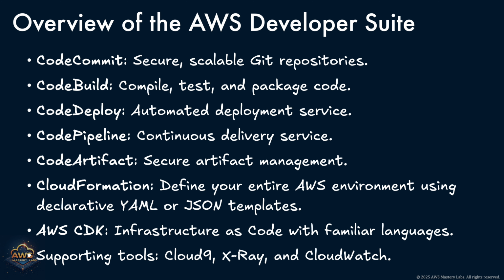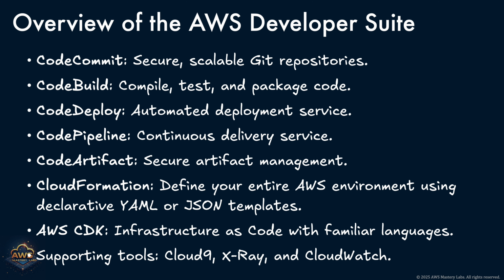To tie it all together, there's AWS CodePipeline. This is a fully managed continuous delivery service that lets you define and automate your release workflow. You can easily orchestrate each stage to be triggered automatically every time your code changes. For managing software packages, AWS CodeArtifact provides secure and scalable artifact management. CodeArtifact helps you securely manage your dependencies in a centralized versioned repository.